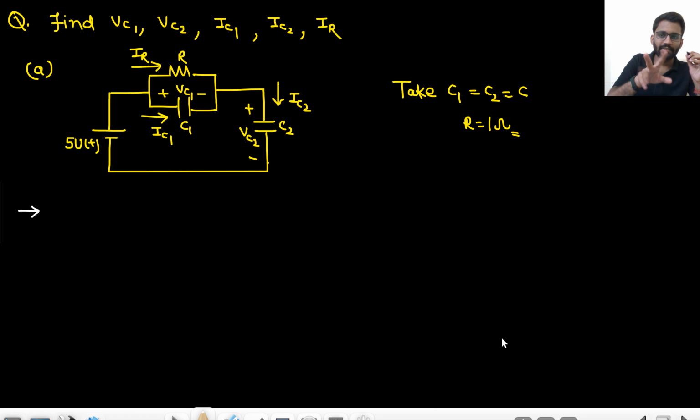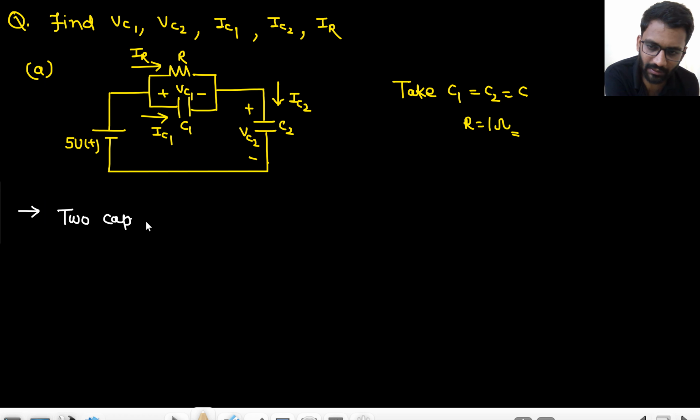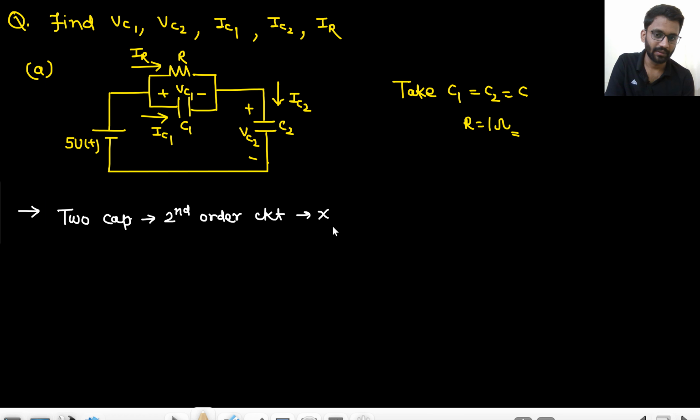So first thing you will see here is that there are two capacitors. So people may think it is a second order circuit, right? Second order circuit, because I have told you what is the order of circuit: number of effective storing elements. So is this a second order circuit? No, this is a first order circuit. Okay, because I have said effective storing element. So what will you do? Find effective storing element.